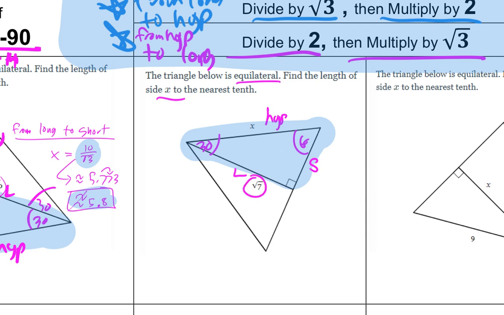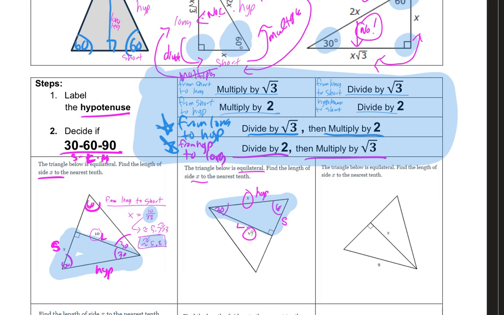The long side is the square root of 7, and we're trying to find the hypotenuse. So from the long to the hypotenuse, we're going to first divide by the square root of 3, then multiply by 2. So x is going to be equal to the square root of 7, divided by the square root of 3. We're going to write this out first, then we'll type it in. We put that in parentheses. This is tricky, but you got this. Then multiply by 2.